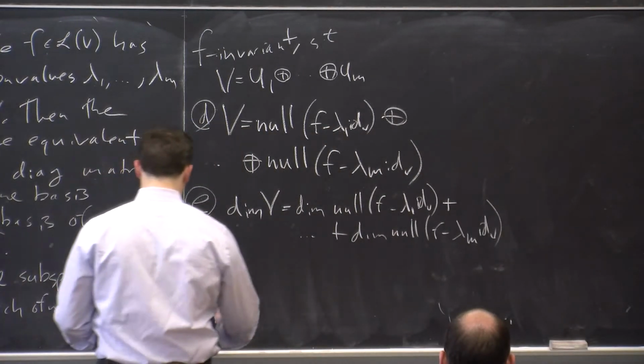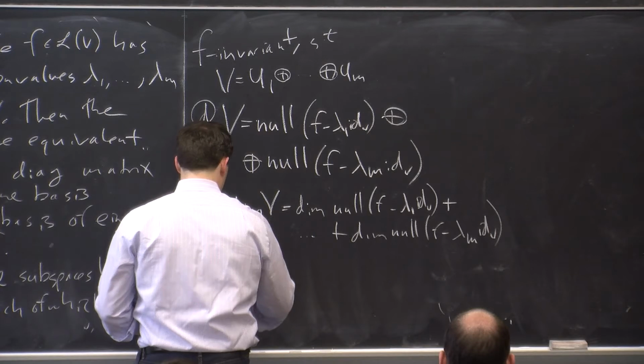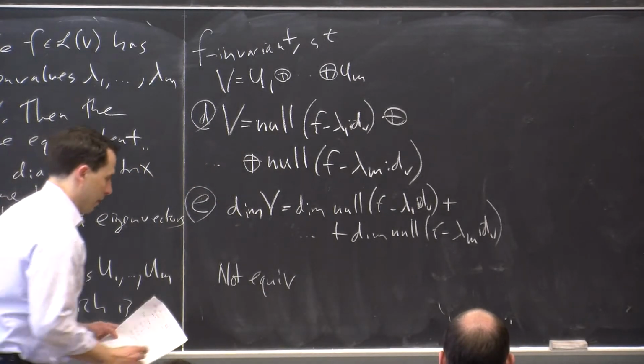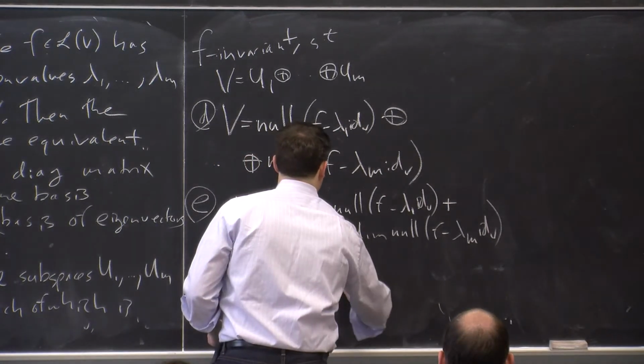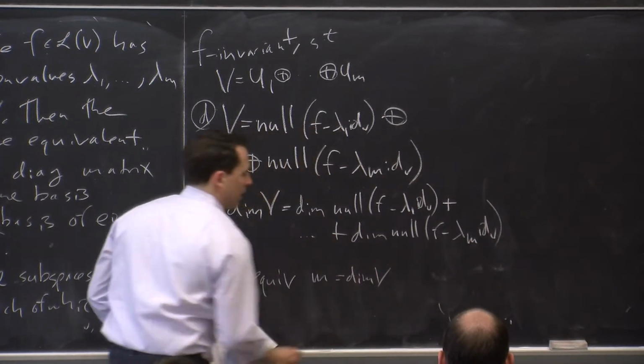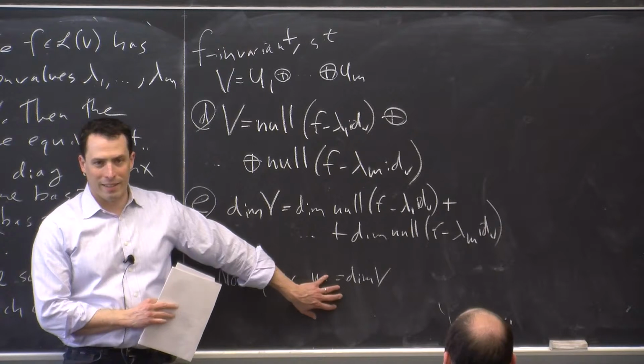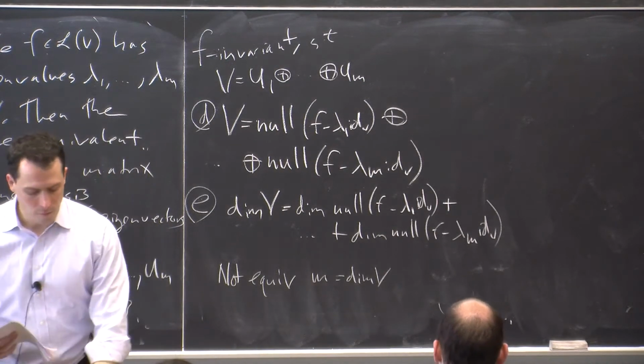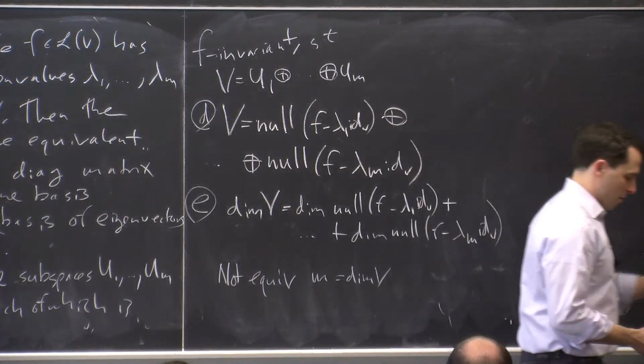And I want to emphasize that not on this list, so not equivalent to statements A through E, is that m equals n, that all the eigenvalues are distinct. This is a sufficient but not necessary condition for these equivalent properties to hold. Okay, so let's prove this.